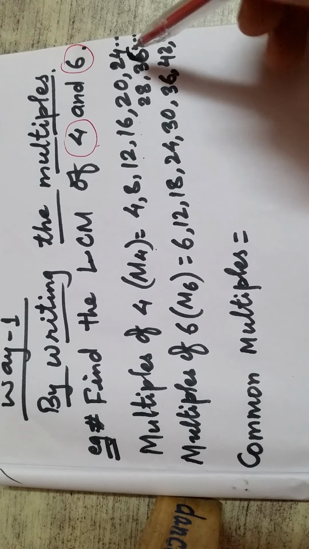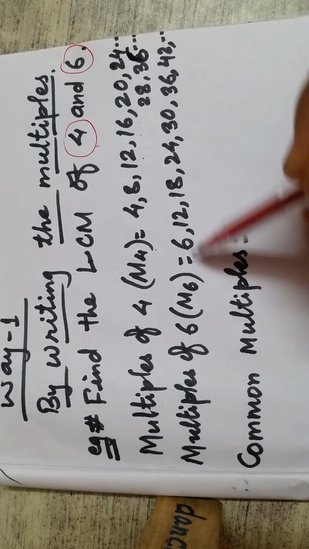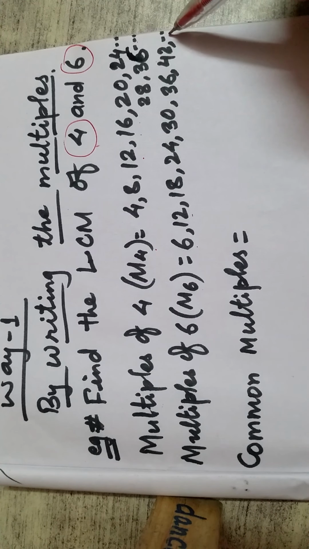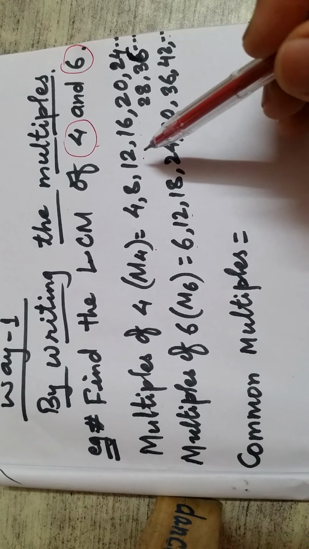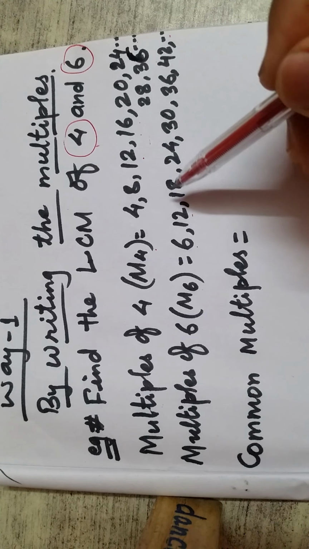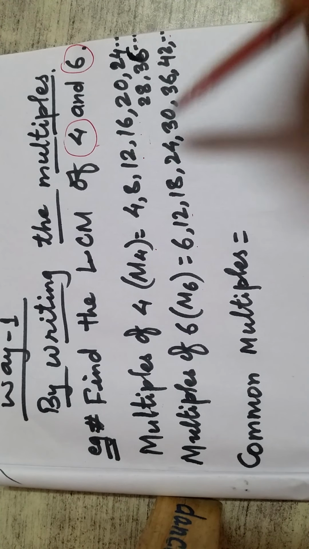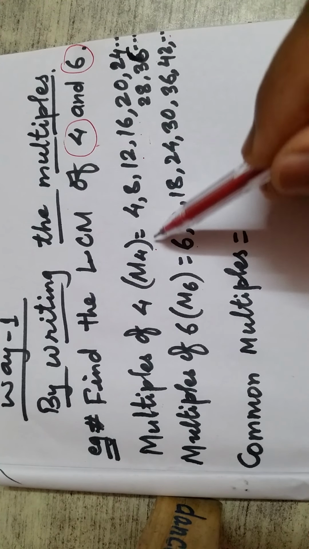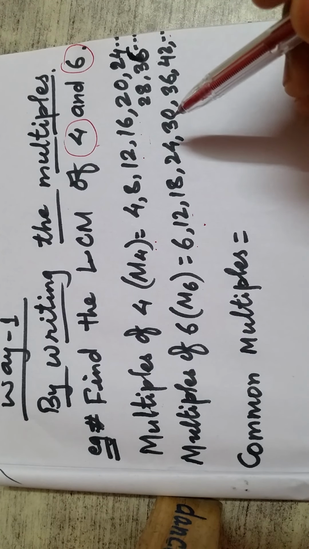We can write even more also. Similarly, we can write the multiples of 6, M6: 6 1s are 6, 6 2s are 12, and so on. You may think, how many multiples do we have to write? We have to write the multiples in such a way that we can get at least one common multiple here and here, maybe more common multiples also.